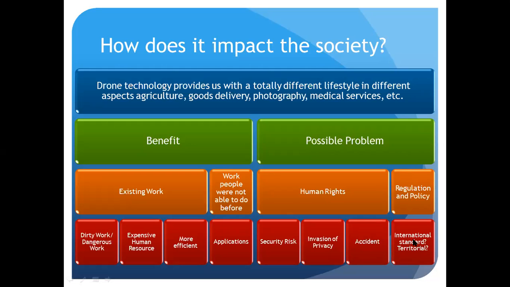And then international standards or terrestrial. So we have to keep in mind the terrestrial area and the international standards that we have to follow while using this drone technology. So these are some possible problems that may come.